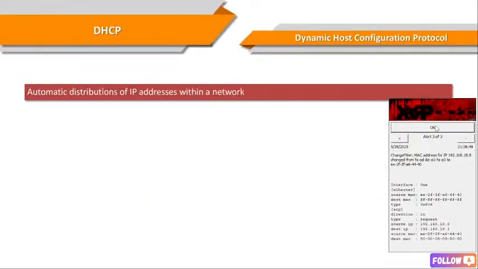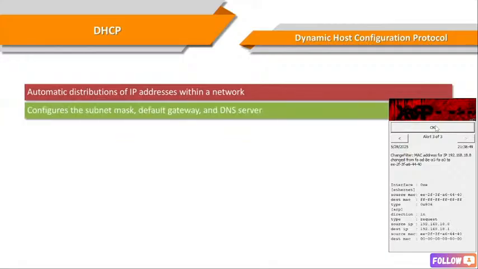Dynamic Host Configuration Protocol, DHCP. Now, it's a protocol used to provide automatic and central management for the distribution of IP addresses within a network. It's also used to configure the proper subnet mask, default gateway, and DNS server information on the device. In most homes and small businesses, the router acts as the DHCP server. In large networks, a single computer might act as a DHCP server.